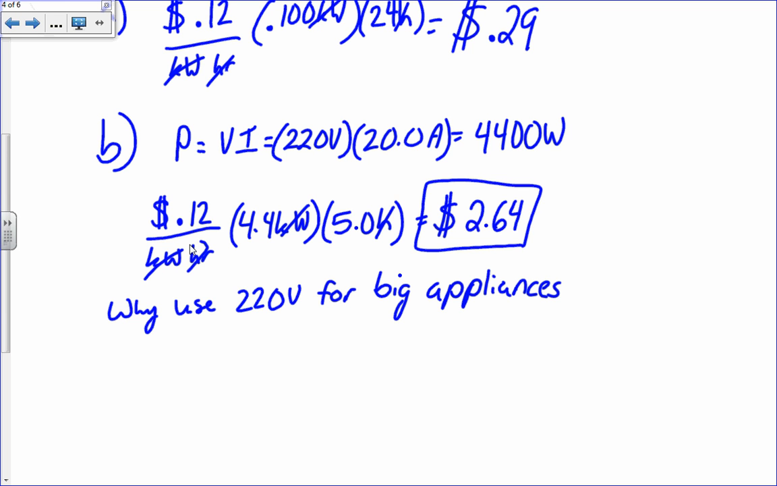All right, so the reason we do this is so that we can keep low currents. Because remember, power is equal to voltage times current. So I have a big power, and the only way to make the current smaller is to make the voltage go up. So I make it operate at a higher voltage, so I get a smaller current. That's why we use 220 volts, or 240 volts, however you want to say it, for bigger, high-powered appliances.